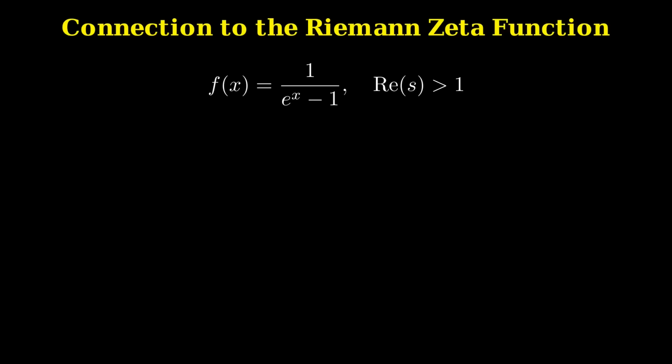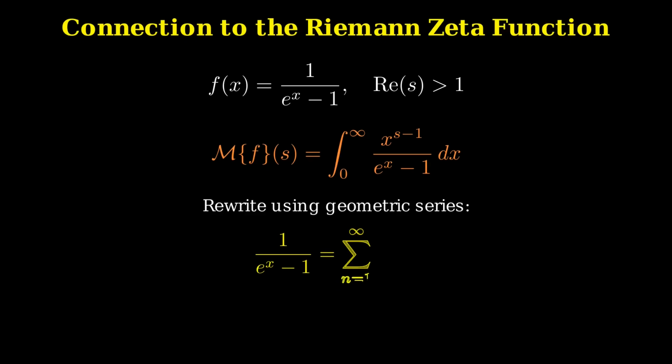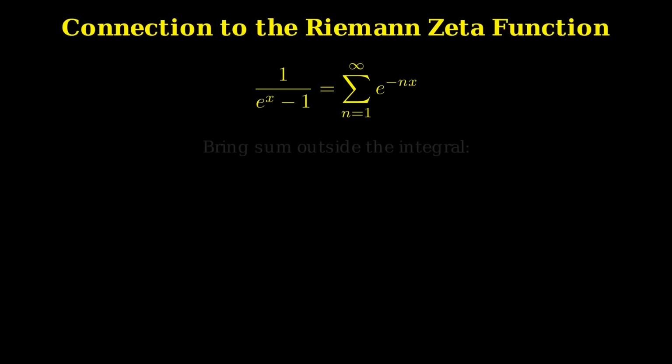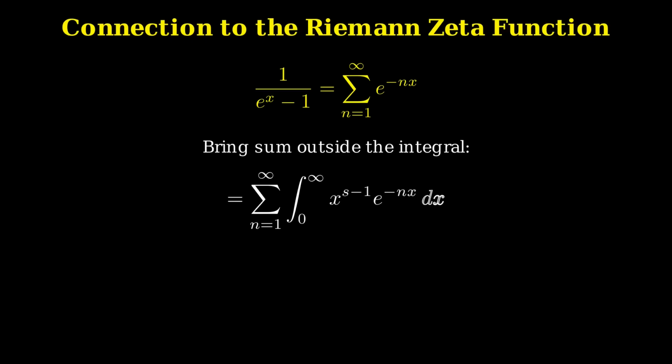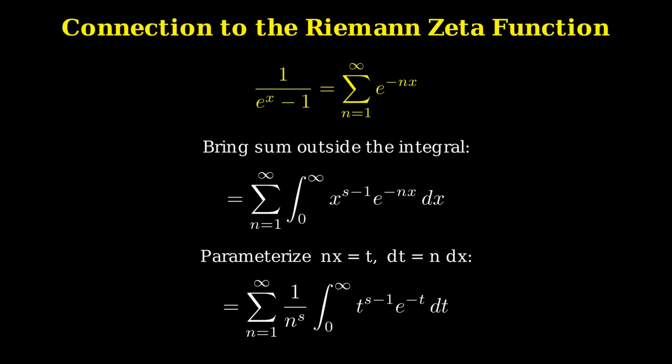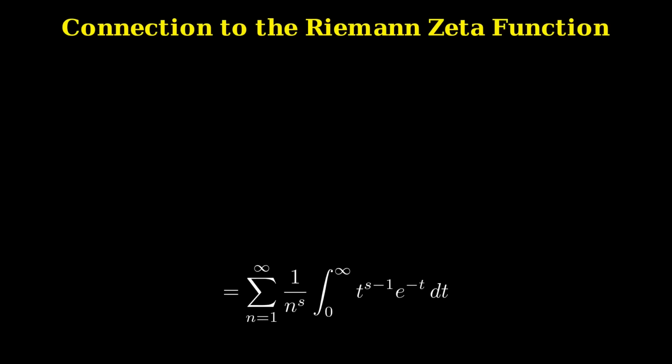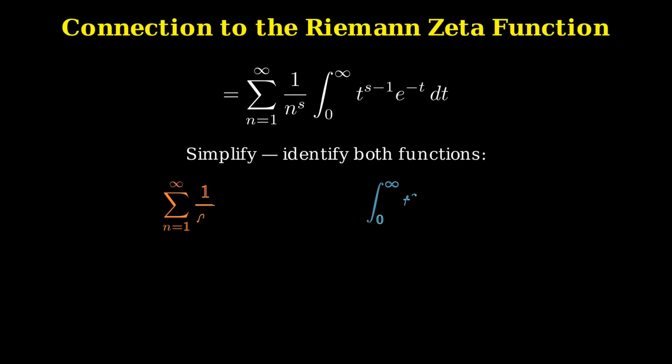We're going to let f of x equal 1 over e to the x minus 1 and let the real component of s be greater than 1. Applying the Mellin transform to f, we get an integral of the following form. We can then rewrite 1 over e to the x minus 1, that specific term, as a series from n equals 1 to infinity of e to the negative nx, using the geometric series formula with some rearranging. Taking the sum to the outside of the integral, we then parameterize nx equals t such that dt equals n dx. Rewriting, we get the following expression. We then simplify, and we get this.